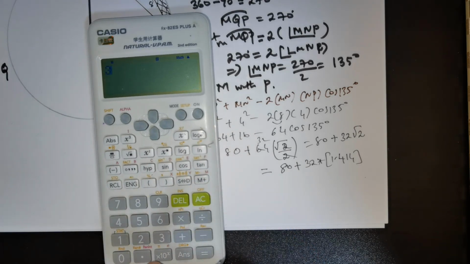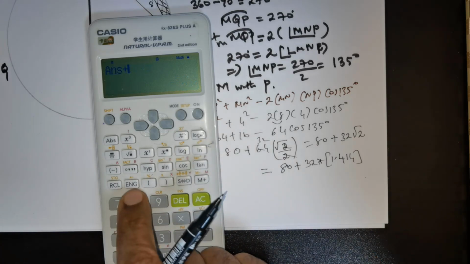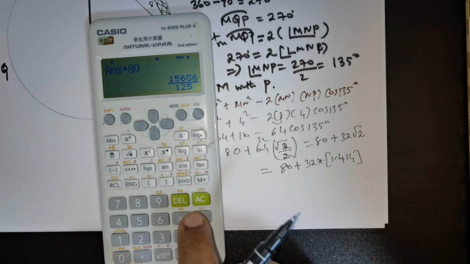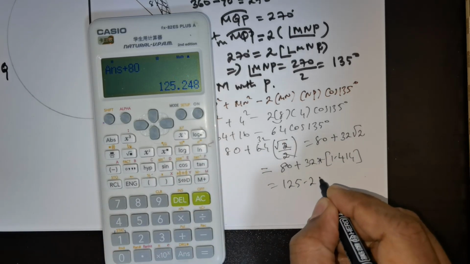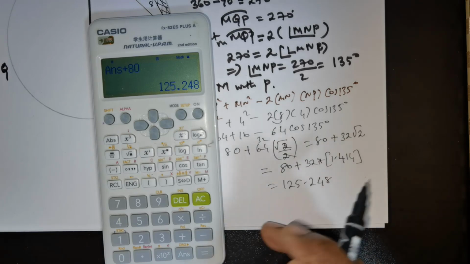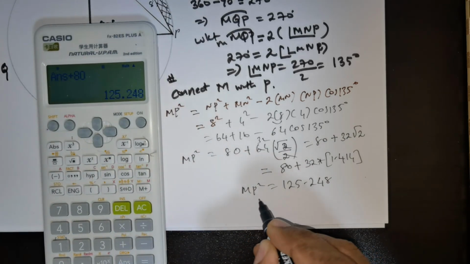So 32 multiplied with 1.414, that is giving me this value plus 80. So that's going to be this. So I have 125.248. Okay, so this is MP squared.